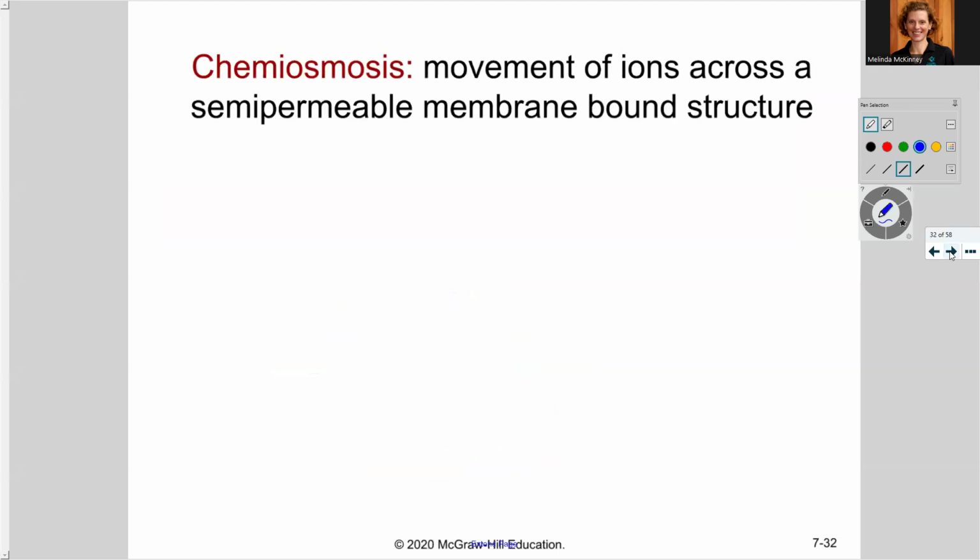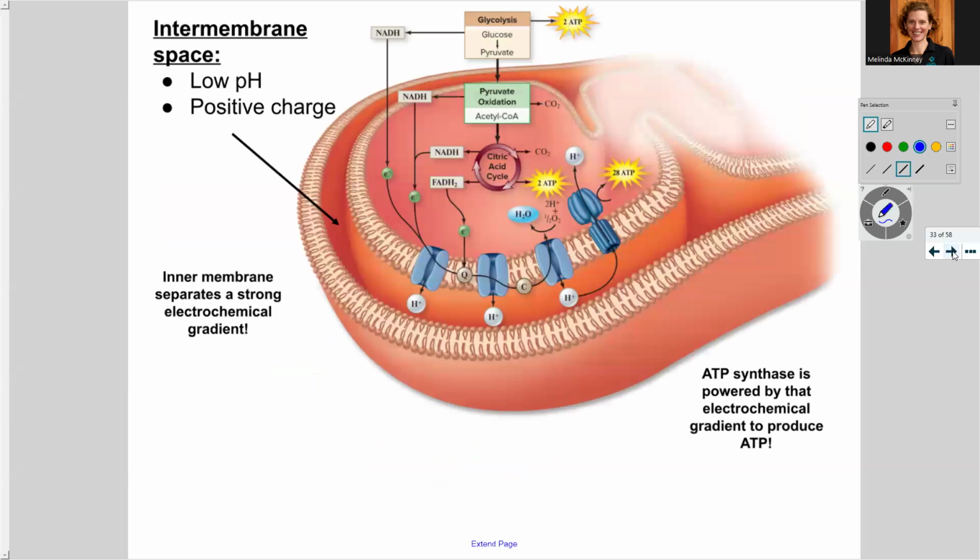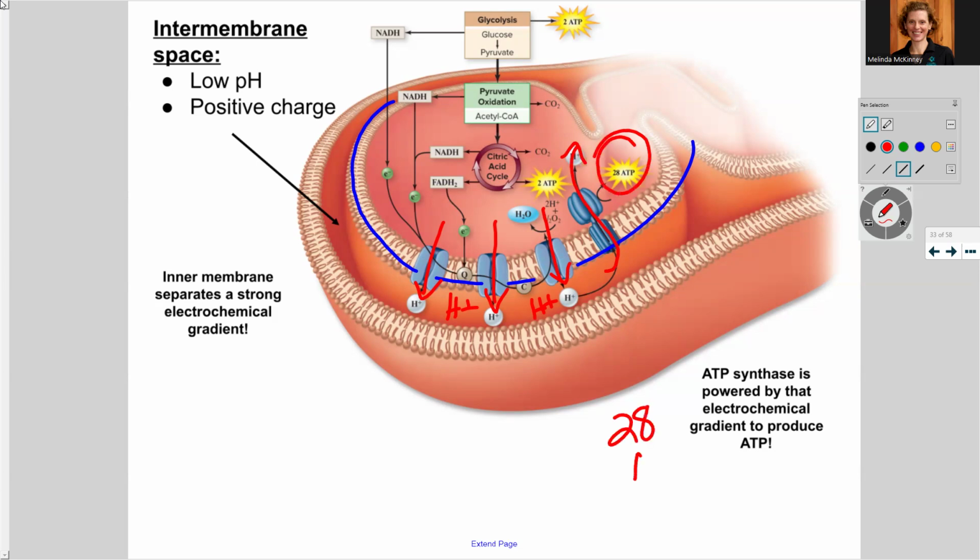Chemiosmosis just refers to the movement of ions across the semi-permeable membrane. That's a vocabulary word. And this is showing that process. Here's the inner membrane. We've got the electron transport chain pumping the hydrogen ions into the inner membrane. As they're built up, they create a battery. They are then allowed to go through ATP synthase. And as they do, they make 28 ATP. So they're making a huge amount of ATP.